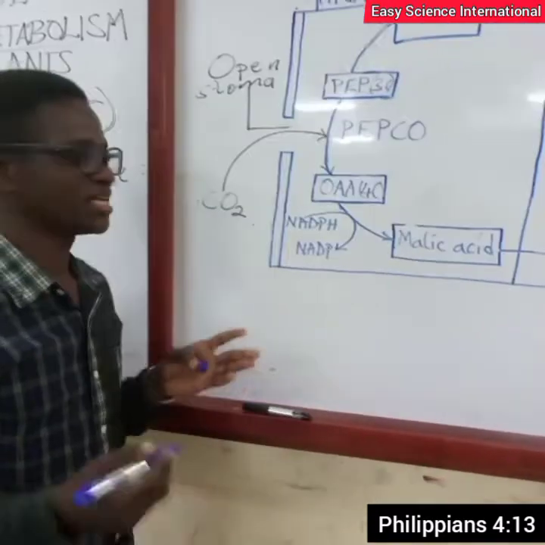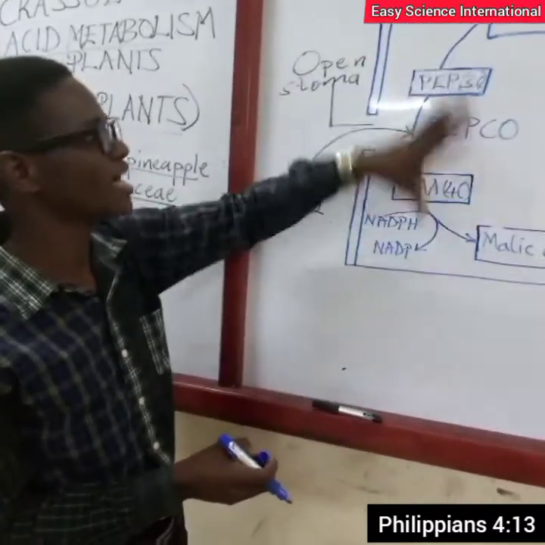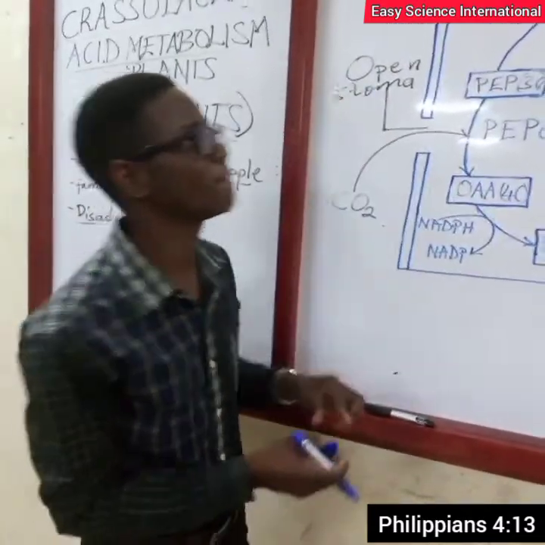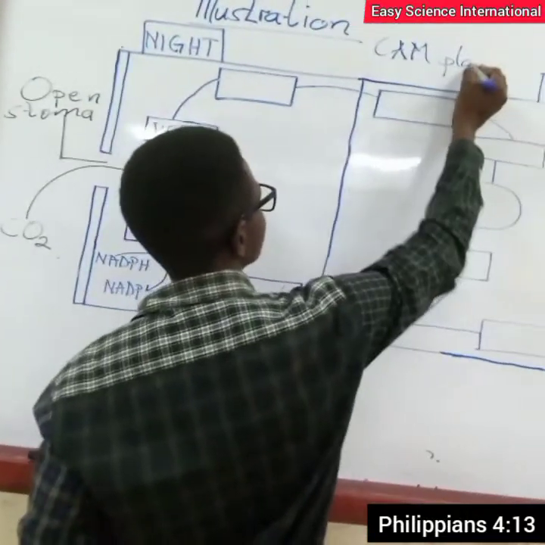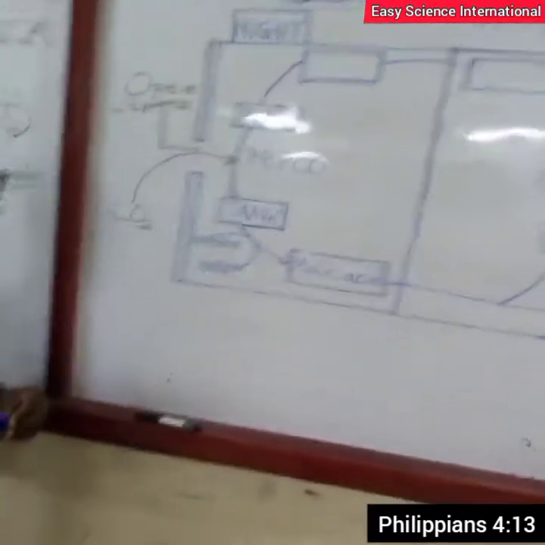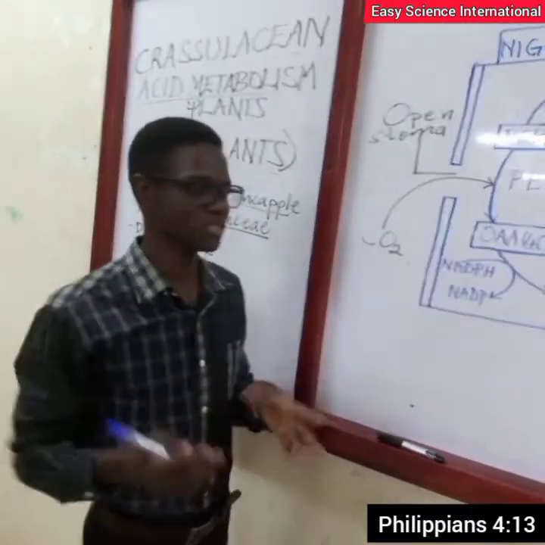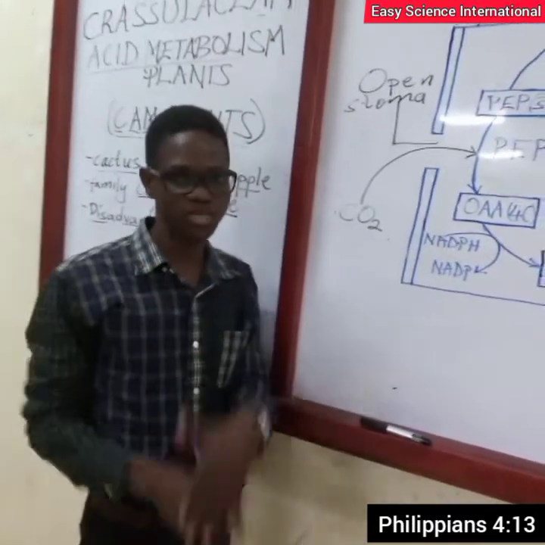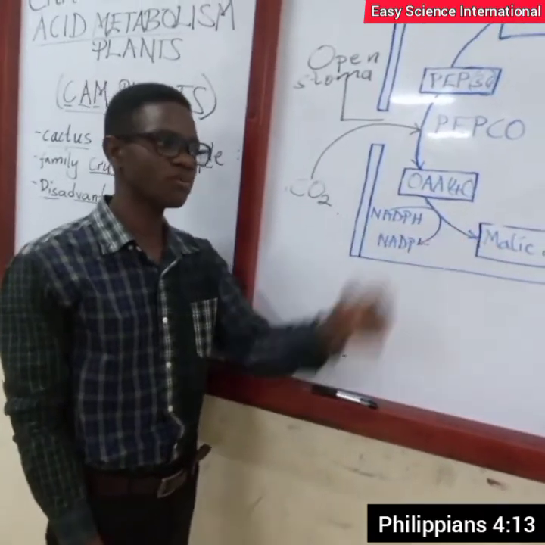Malic acid. Now, malic acid accumulates in the leaf or in the photosynthetic cells of the CAM plants. The CAM plants, for instance, if this was cactus, it will accumulate. And that's where we derive the Crassulacean acid metabolism plants. They accumulate malic acid during the night, and that's the only job they do. They fix carbon dioxide to form malic acid.